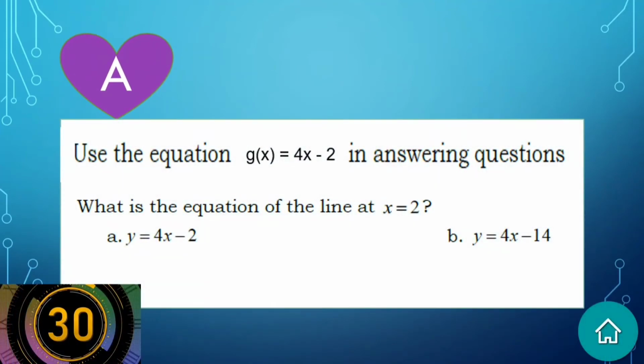Okay, so A question: use the equation g of x is equal to 4x minus 2 in answering questions. What is the equation of the line at x is equal to 2? Is it A, y is equal to 4x minus 2? Or B, y is equal to 4x minus 14? So, your timer starts now.